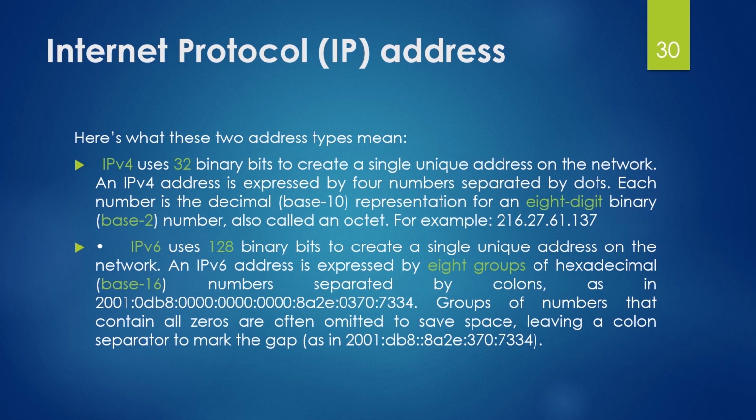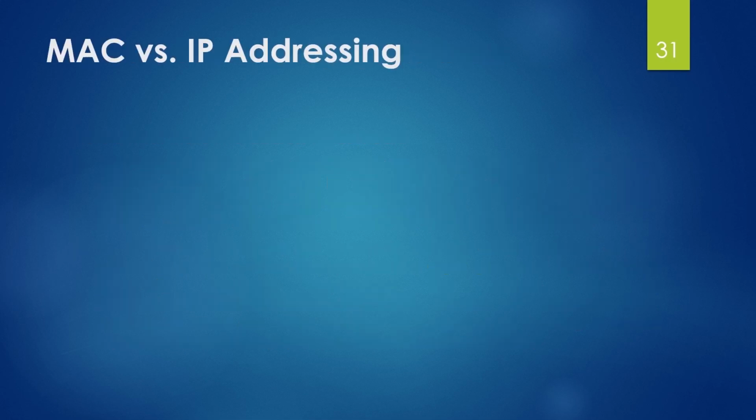Groups of numbers that contain all zeros are often omitted to save space, leaving a colon to mark the gap. For example, the IPv6 example above can also be written as 2001::8A2E:370:7334.